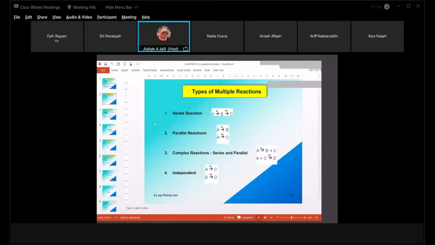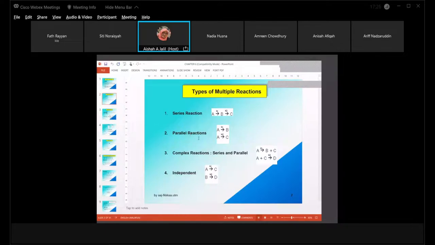These are the types of multiple reactions. We have many types. For example, series reaction, like an electric circuit. A reacts to produce B, and then B reacts to produce C, in series. So we call it series reaction. K1 and K2 are the rate constants.